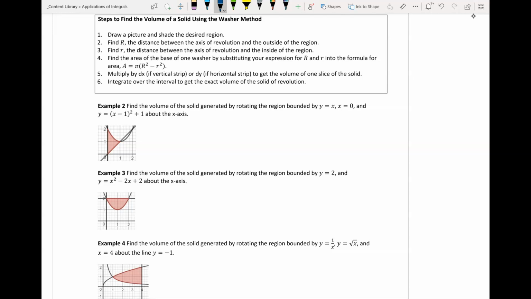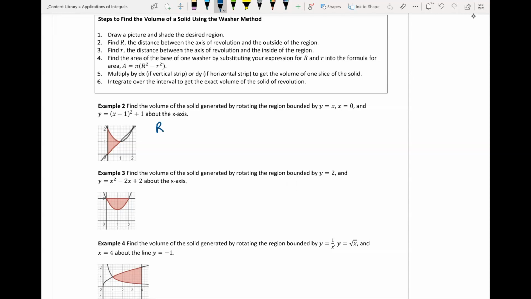So let's look at example 2. Find the volume of the solid generated by rotating the region bounded by y equals x, x equals 0, and y equals (x minus 1) squared plus 1. We're rotating about the x-axis. So we already have the picture and the shaded region, so step 2 is find R.